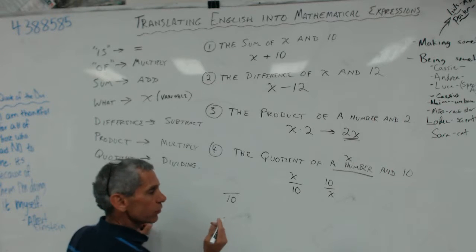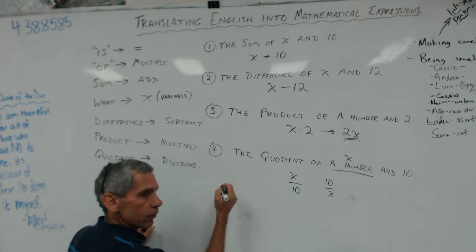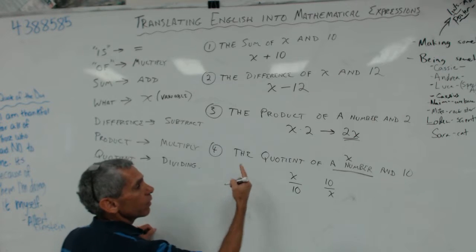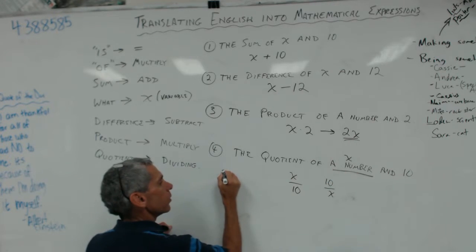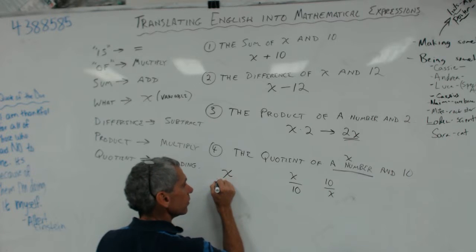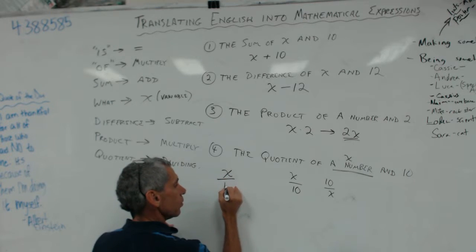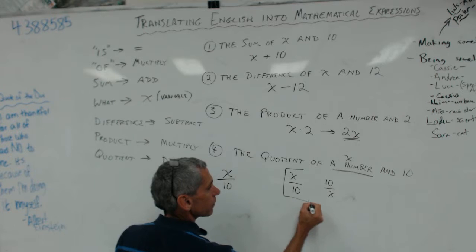You almost always start up above and work your way down. And so that's how you do it with this. The quotient of a number, the number gets written first. Quotient means divide, and it's over 10. So this is the right answer.